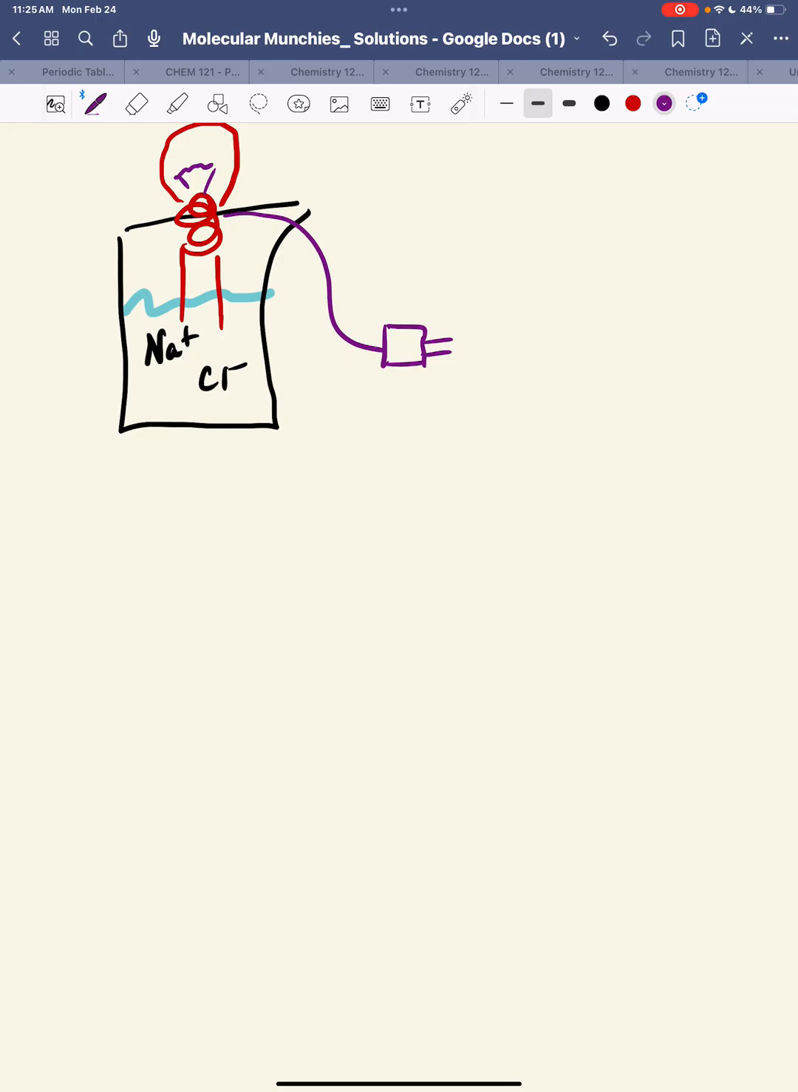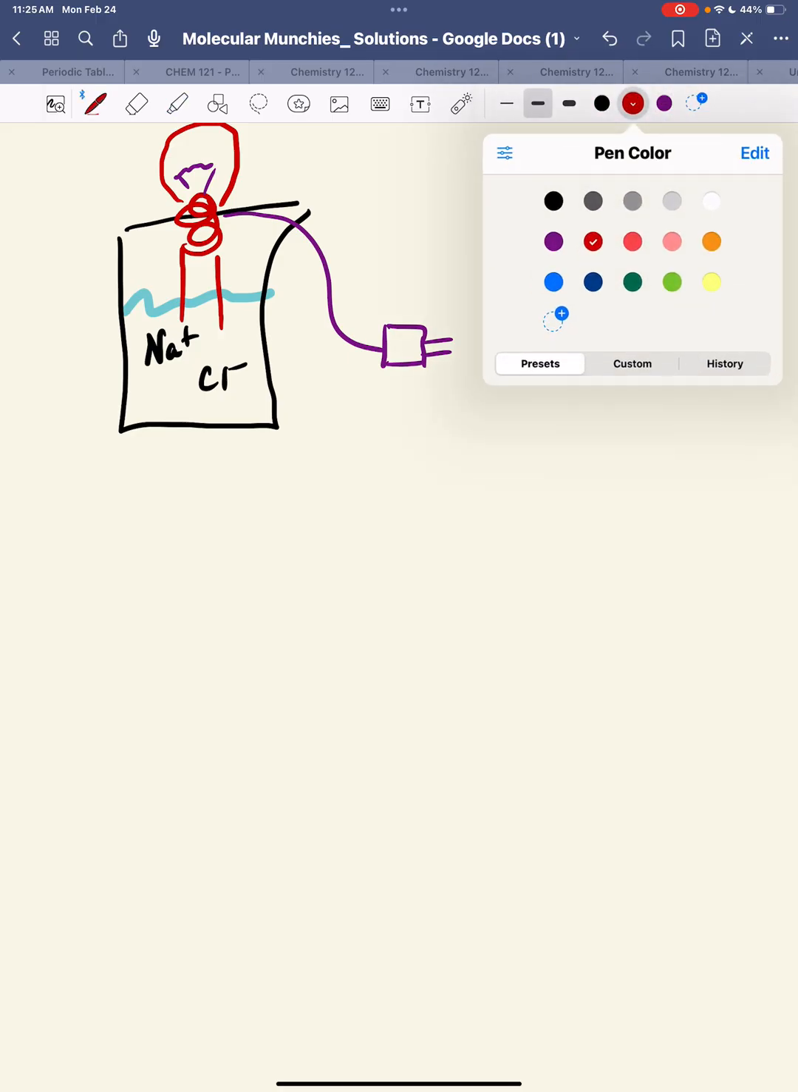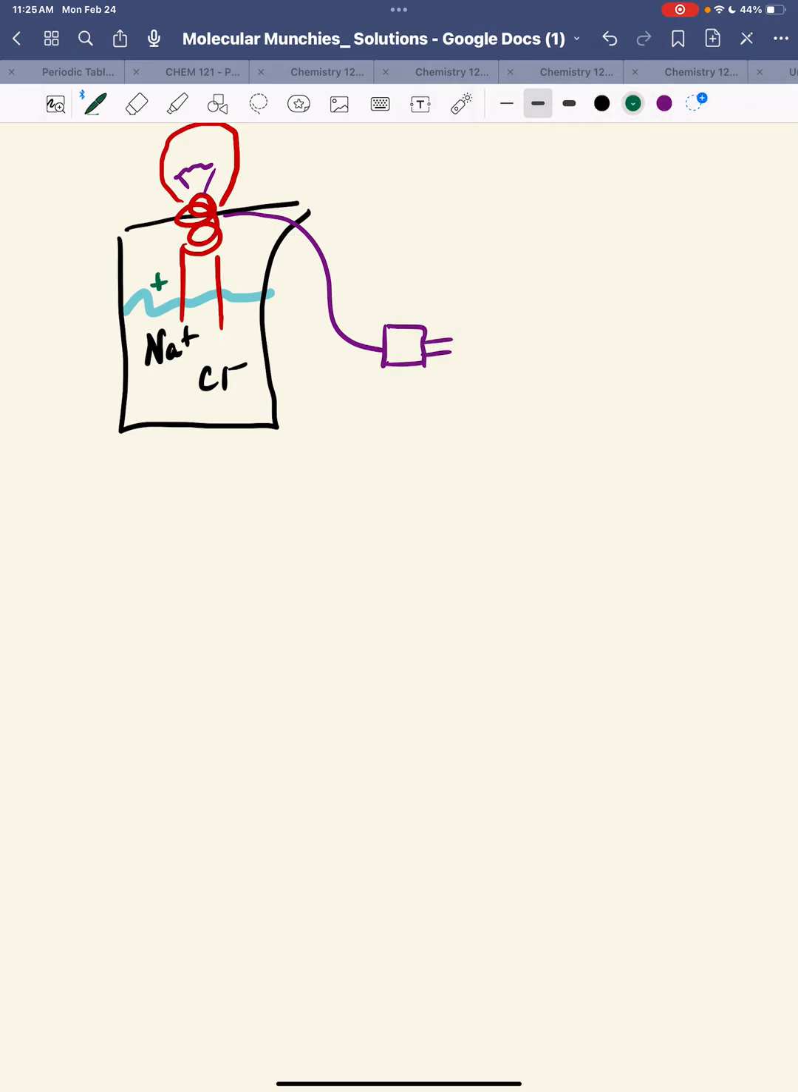Basically, on this light bulb we have a positive terminal and a negative terminal. It's the motion of these negative anions that move to the positive terminal and the positive cations that move to the negative terminal that conduct the electricity and complete the circuit.